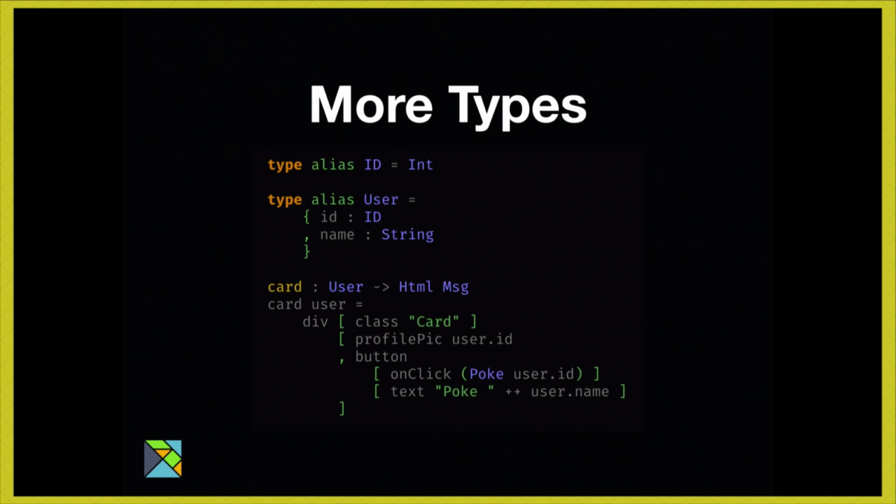We'll look at some more complicated types, and we'll meet our union type on the next slide. But we're going to talk about type aliases first. A type alias is really what it sounds like. It's a way to give a new name to a type.